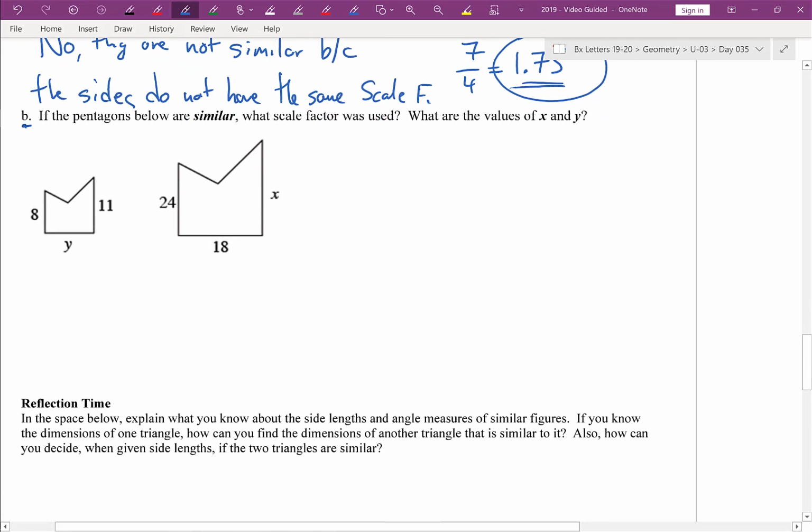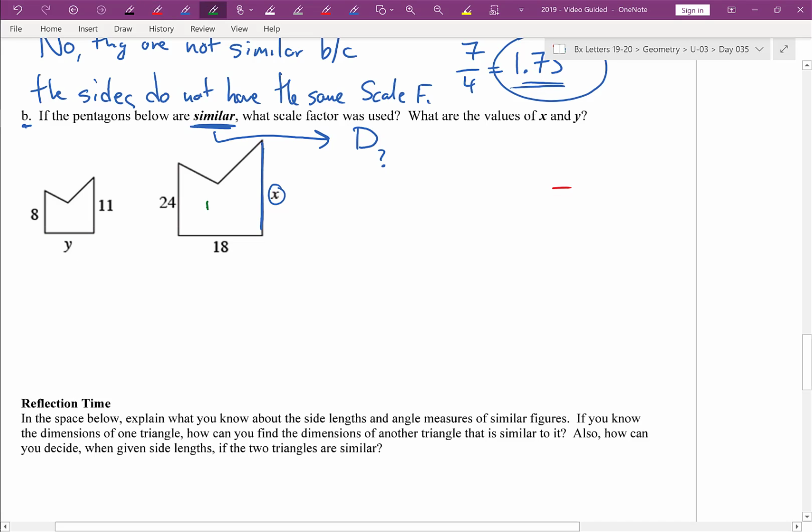Now in B, they are promising you that they are similar. They are promising you that some dilation took place. So I'm not going to do a proportion because this side I've got to find and this width I've got to find. That would be a lot of work. That would be 2 proportions. I'd have to have a proportion for x, right? And then I'd have to have another proportion for like y. So instead, I'm going to do this scale factor method. I'm going to do the ratio.